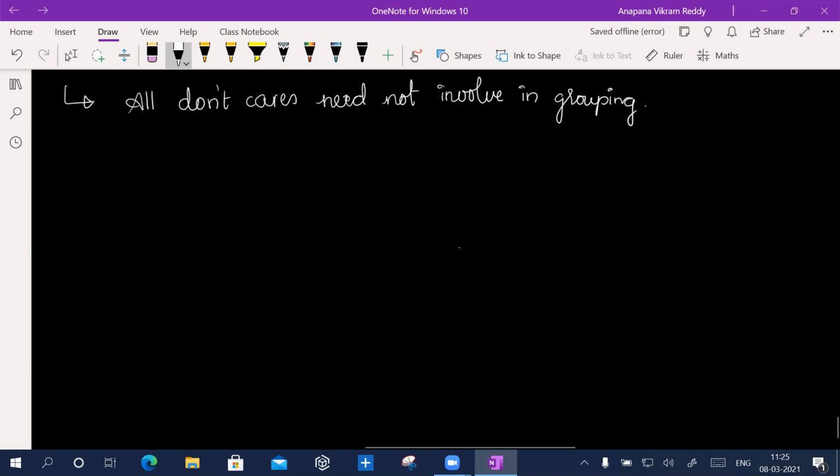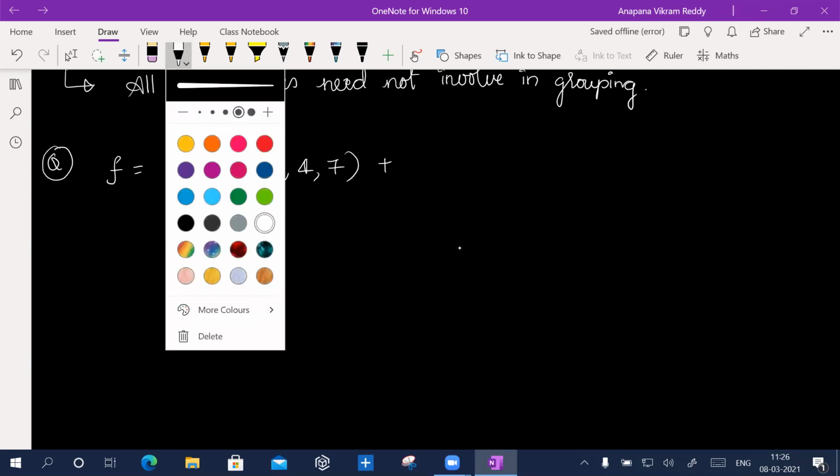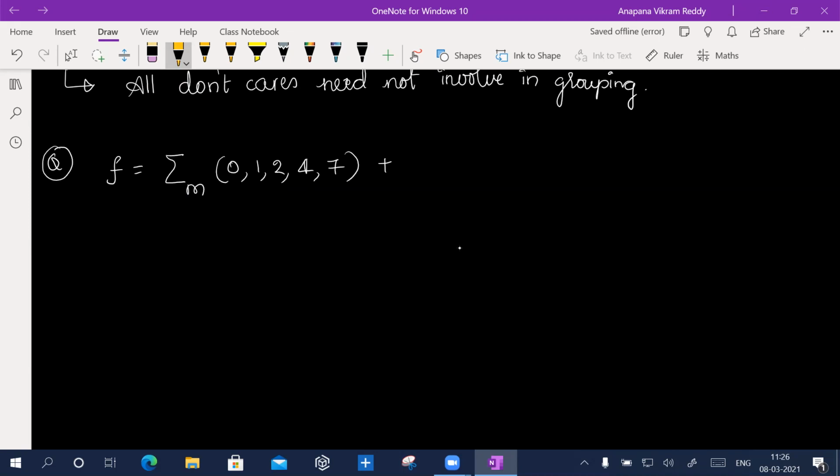For example, I'll take one short question. Say F is equal to the sum of minterms 0, 1, 2, 4, 7. Now I'll take some don't cares like this. I'm using the subscript D to indicate don't cares, for example, 3, 6.